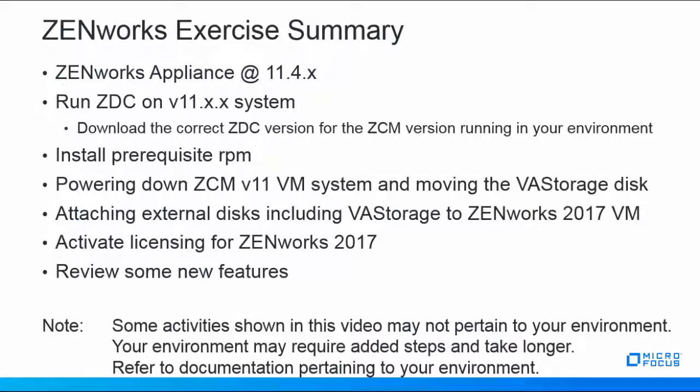In this ZENworks exercise summary, we're going to be running ZDC on the ZCM 11 system, installing the prerequisite RPM required before the upgrade, detaching the VA storage from ZENworks 11 and attaching it to ZENworks 2017, upgrading to version 2017, activating licenses, and then reviewing some features. Refer to any documentation pertaining to your environment.